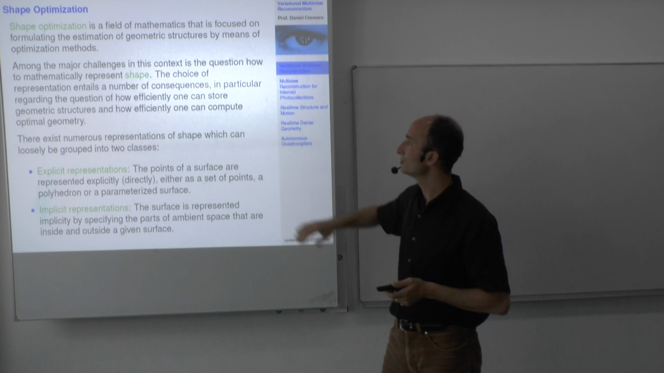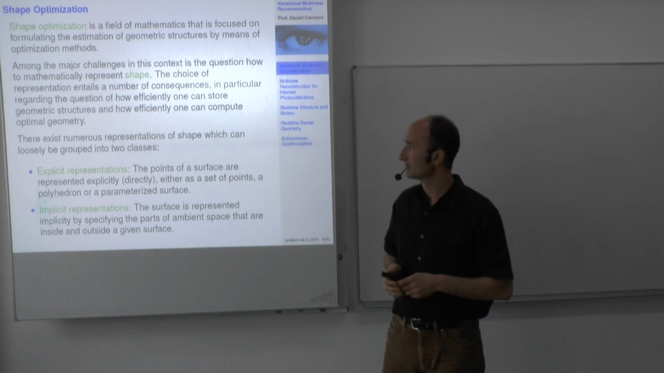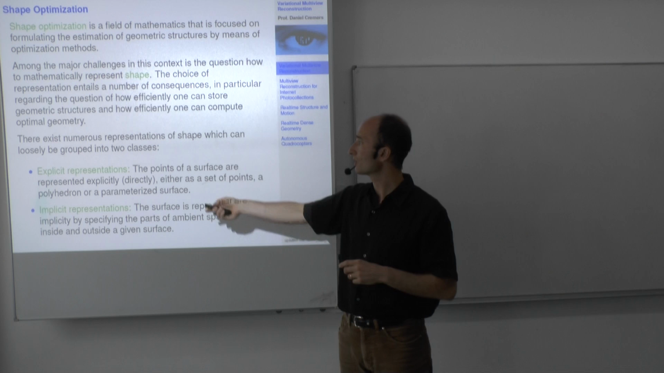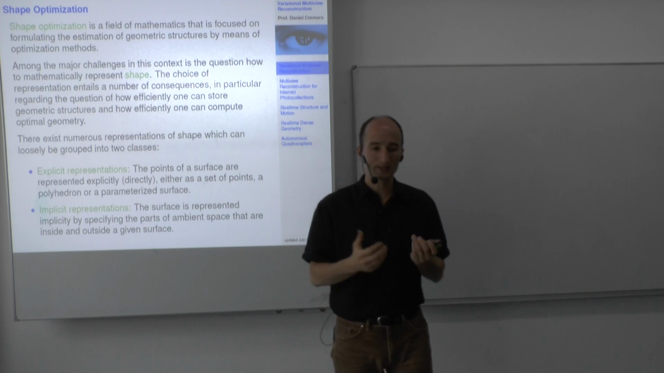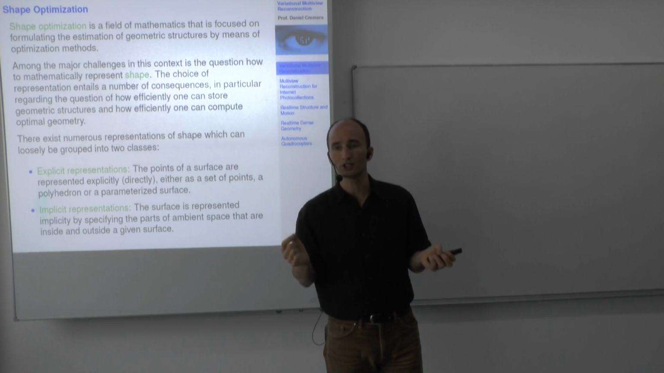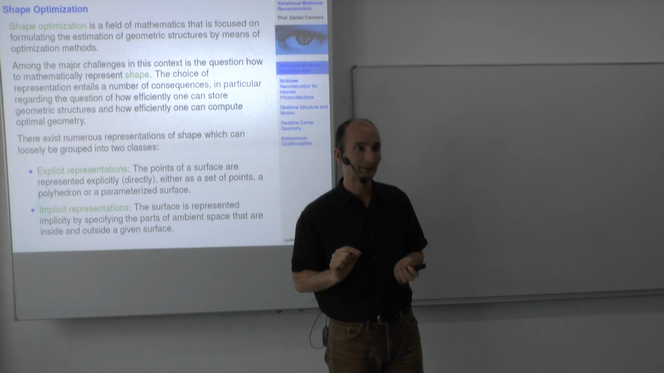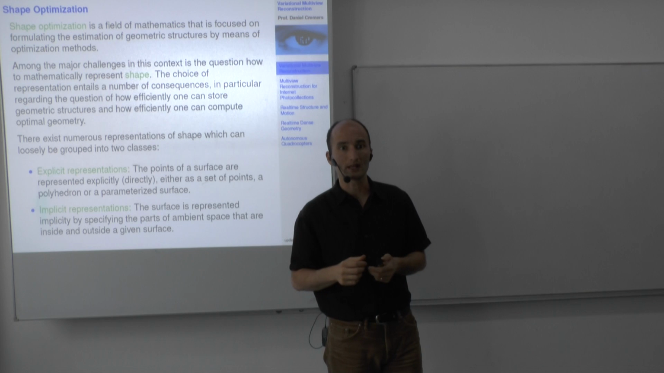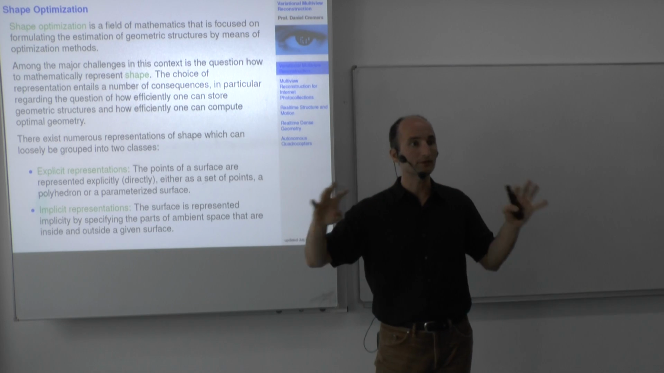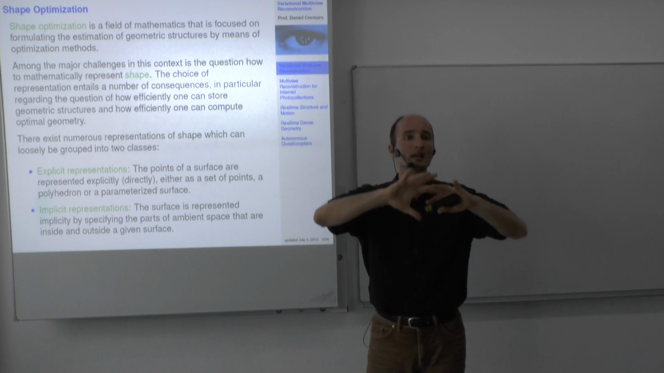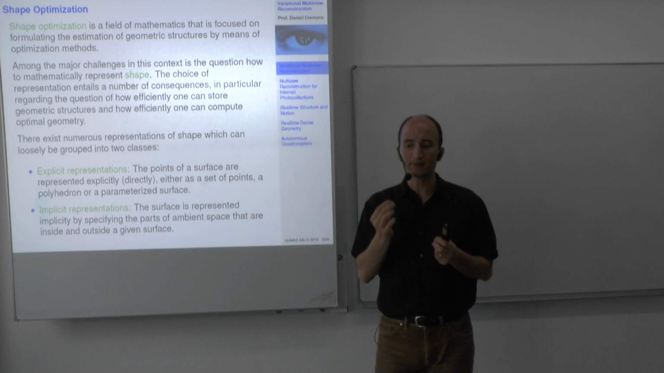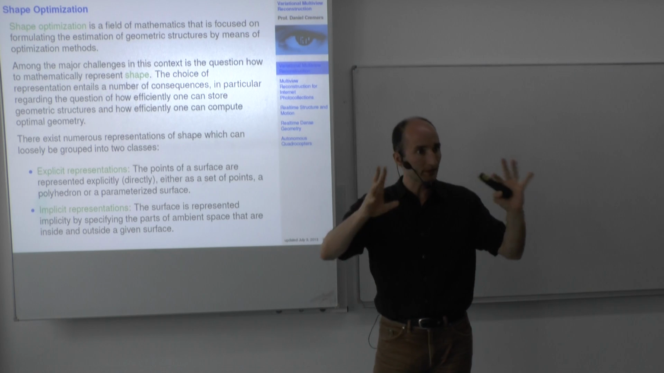It turns out, among numerous representations of shape in mathematics in the literature, you can loosely group these into two classes. One is the so-called explicit representations, and that is to say you want to represent the surface of the object, and you do that explicitly by essentially storing points that live on the surface. For example, you can think of it as a mesh, or in a more general setting it would be some parameterized surface. So you have a set of points that approximate the surface itself. That is the most intuitive, direct representation of the object surface.